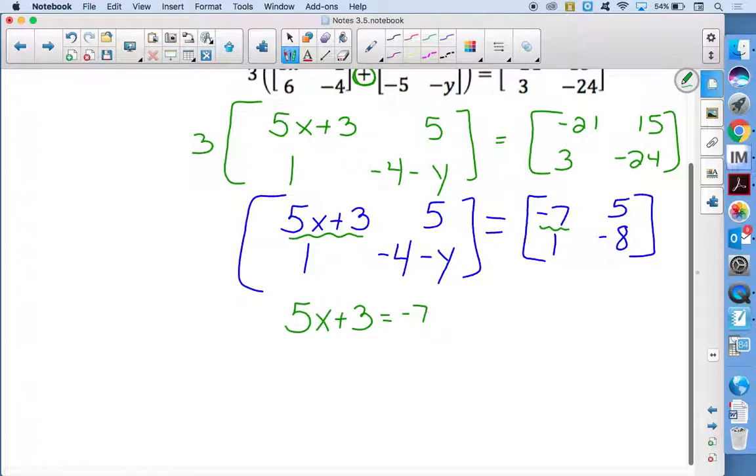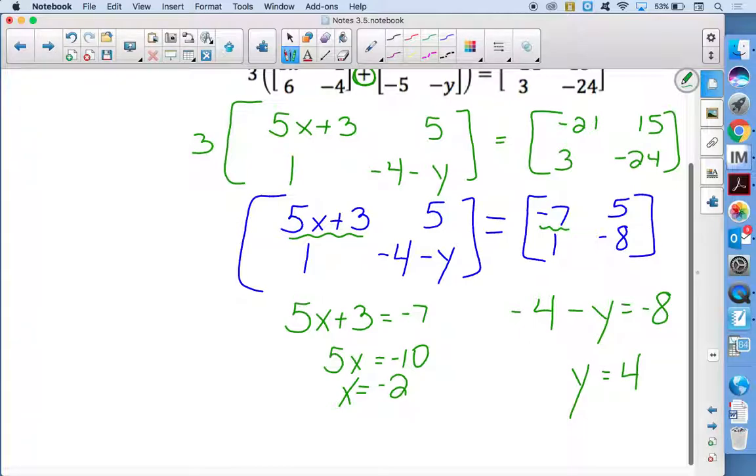And then minus 3. So minus 3 is negative 10, so x is negative 2. And then same for y, you just do negative 4 times y equals negative 8. And then y equals 4. Good.